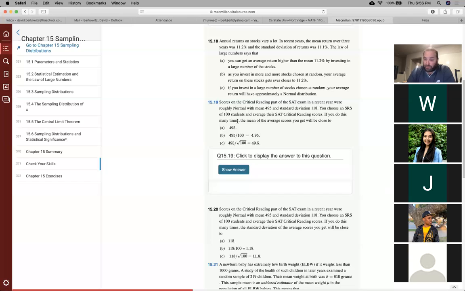And you do this many times. So you get an average of 100, and then someone else gets an average of 100, and you do an average of 100 again, and someone else's average of 100 again, and you get lots and lots of averages of 100 scores. And then you average those averages. So you're averaging the averages that you got from taking 100 at a time. What is the average of your average score going to be? Is it A, 495, B, 495 over 100, or C, 495 over the square root of 100?